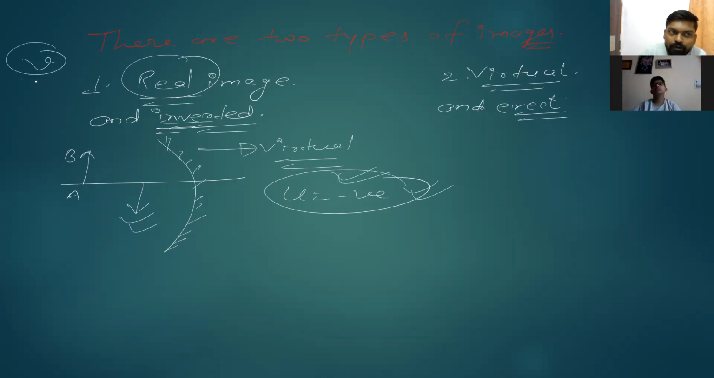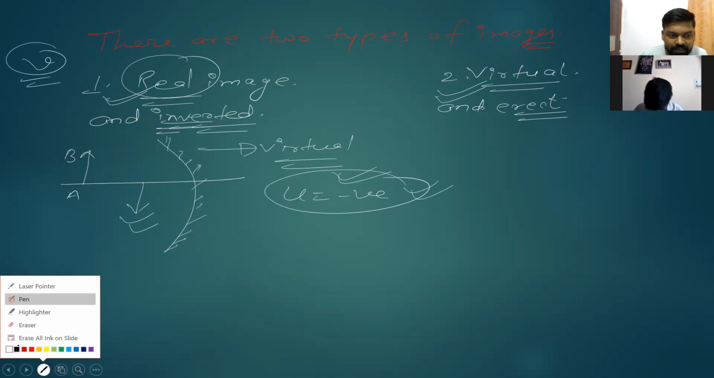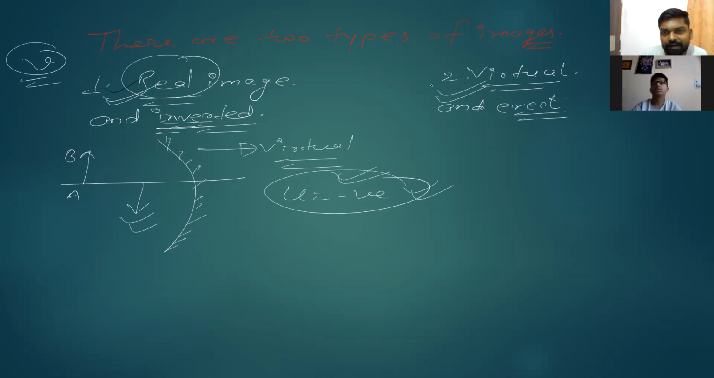What about v? V is distance of image. And we are having two types of image. First is real image and second is virtual image. For real image, if we talk about real image, so we can say that V will be negative. V negative क्यों होगा?